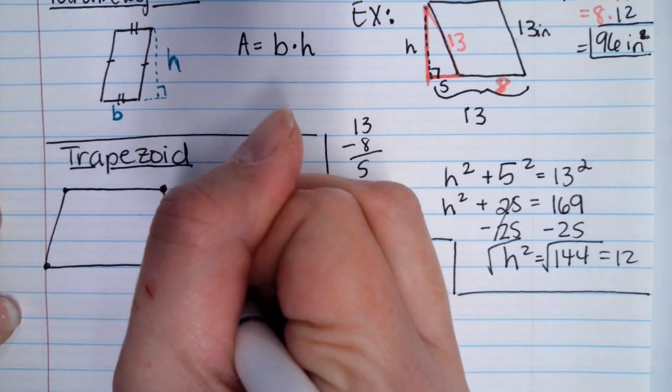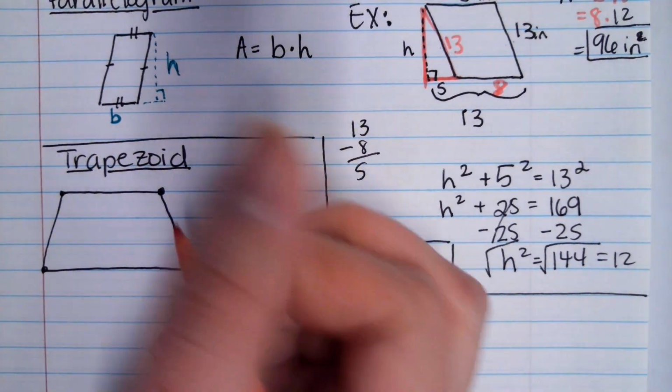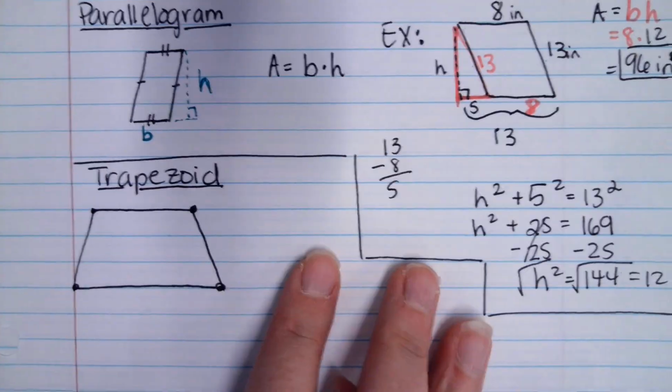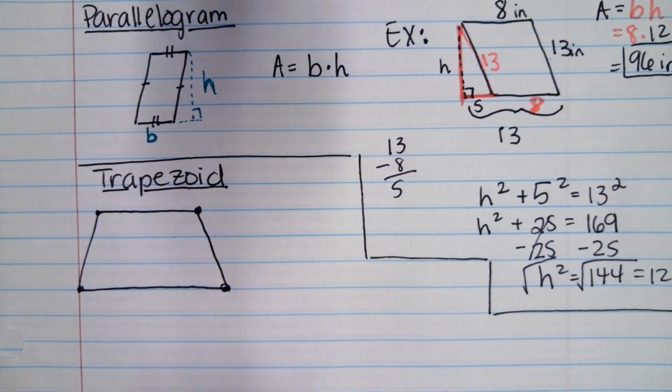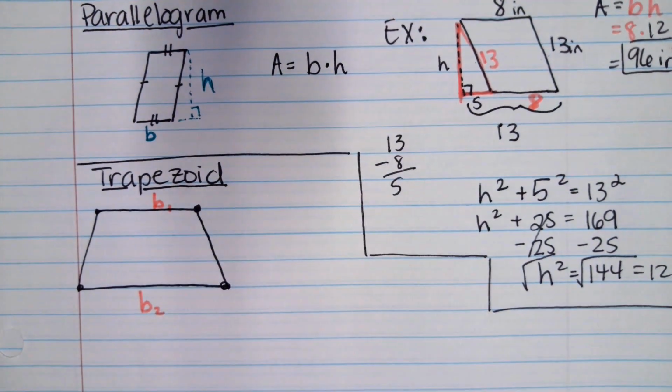But we can derive, meaning we can figure out the formula by using the parallelogram formula. So I don't know if you've learned this before. It's one of my favorite little tricks to show you. So I know that I have two bases of a trapezoid. The legs don't really matter right now. So I have base 1 and base 2.